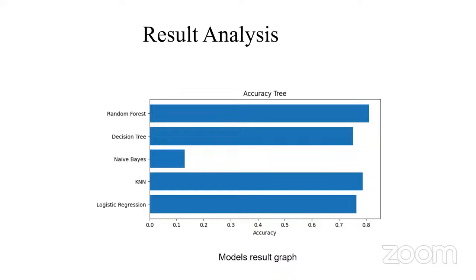Model result graph overall. The random forest model had the highest accuracy with a score of 0.81 compared to the other models. The decision tree performed significantly better with an accuracy score of 0.788, and the KNN model likewise did rather well. The Naive Bayes model, on the other hand, performed poorly on the provided dataset, receiving the lowest accuracy score of 0.1.